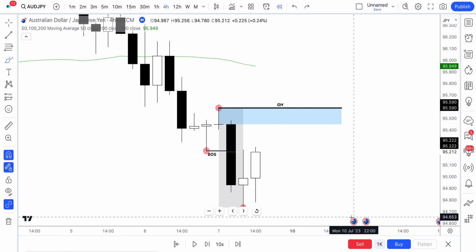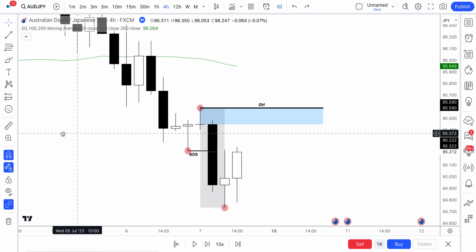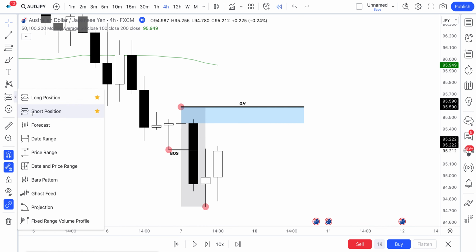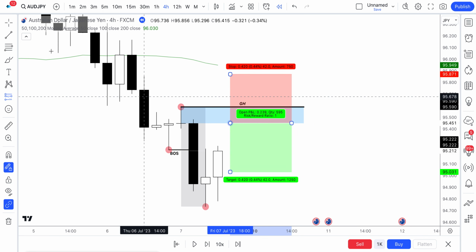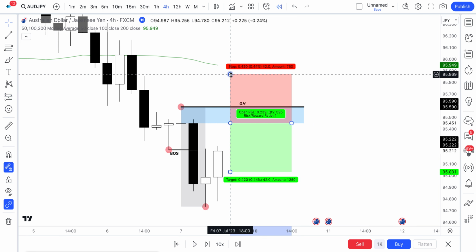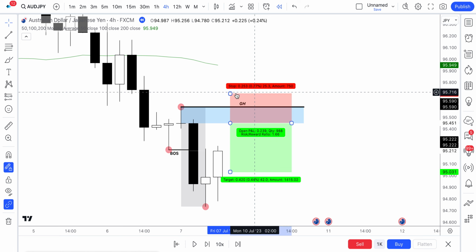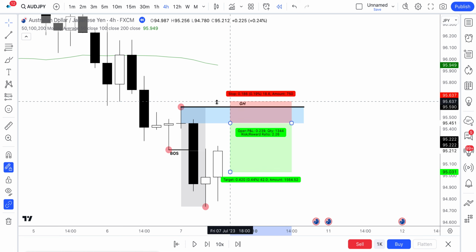Okay, so that's our POI. Then we need to wait for price to come back to our POI. So we set a limit order, or if you want to watch, you can set an alert and allow price to come back to this area. Stop loss goes above the guarded high. So I had a 20 pip stop loss on this one.